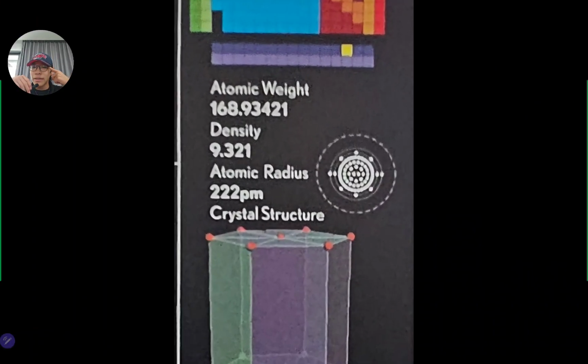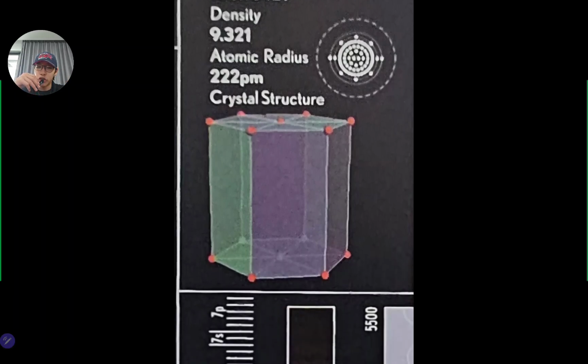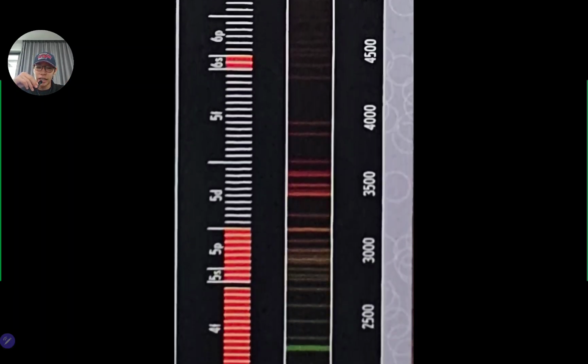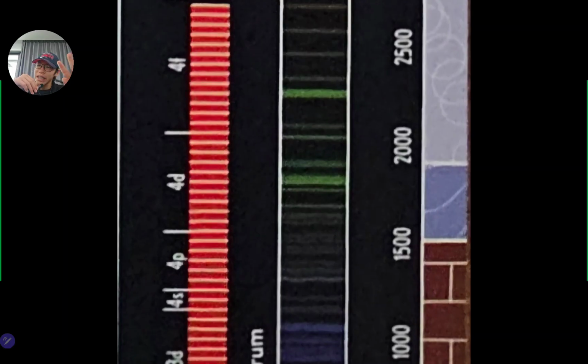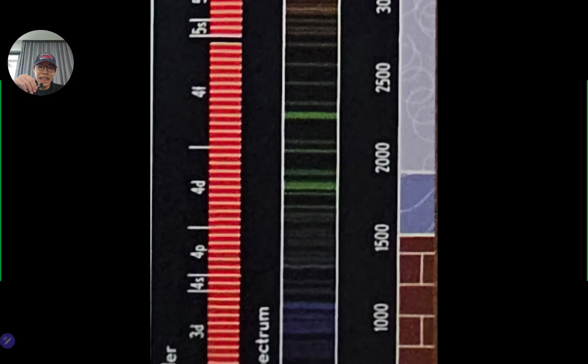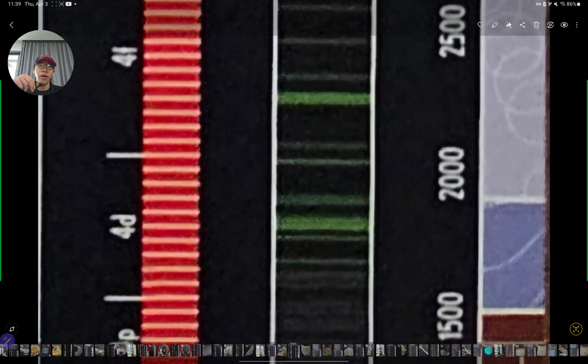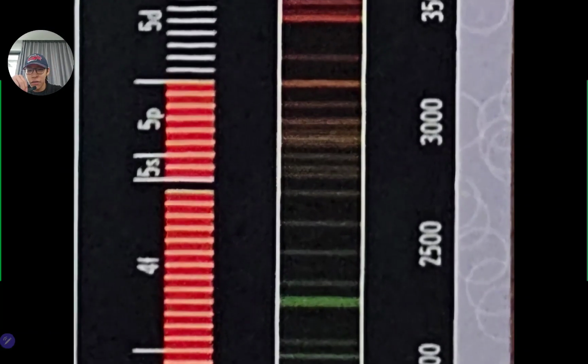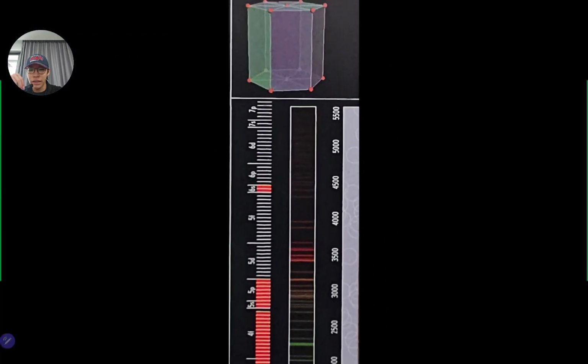It has an atomic weight of 168.93421, its density is 9.321, its atomic radius is 222 picometers, and its crystal structure is a hexagonal prism. It has a moderately high melting point, and an even slightly higher boiling point as well. Finally, we're almost close to the end of 4f. I'm guessing that the next element will close it. It has a balanced version of the atomic emission spectrum. It's more leaning towards the left, or in this case down, but we still have a little bit on the right.